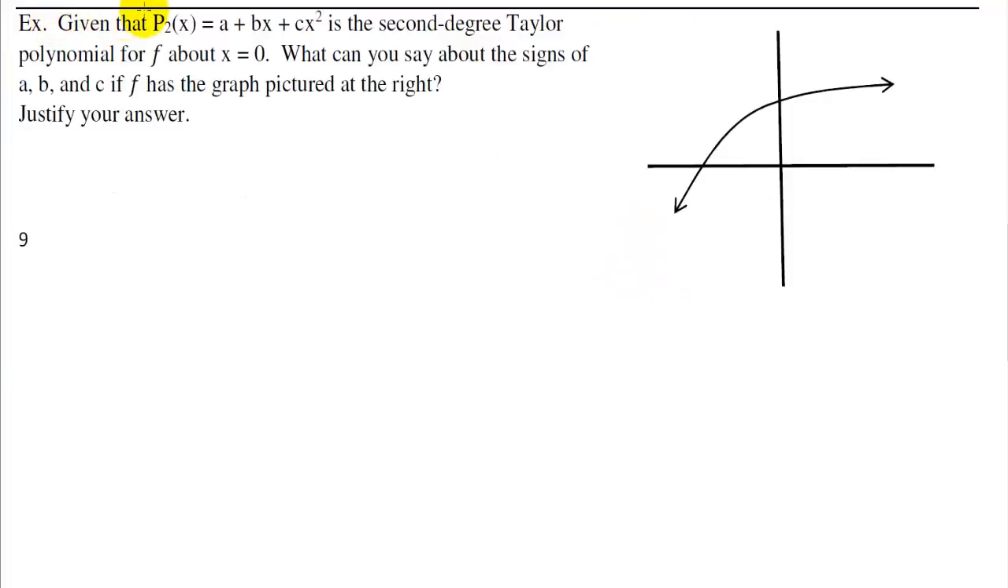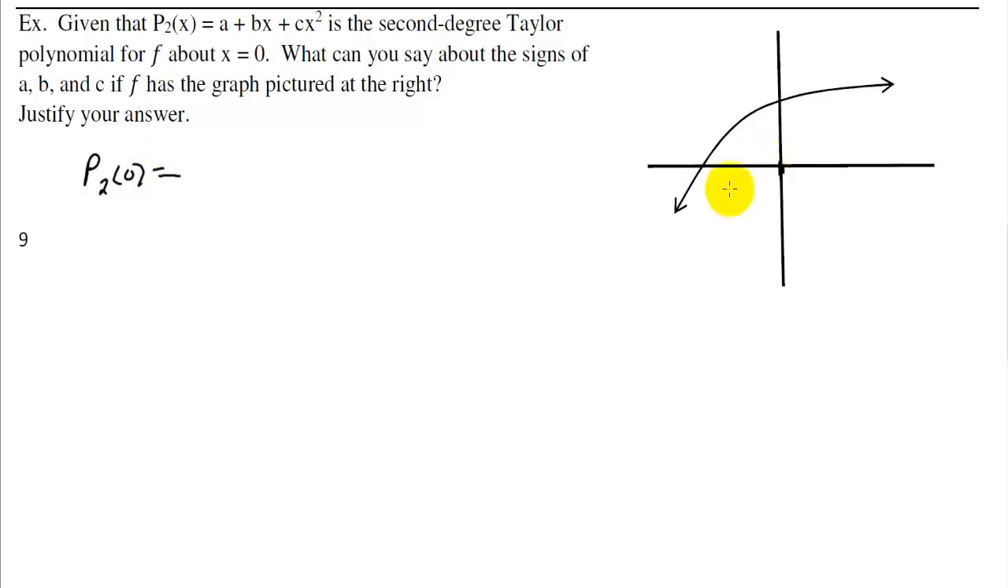Example: given that p sub 2 of x equals a plus bx plus cx squared is the second degree Taylor polynomial for f about x equals 0, what can you say about the signs of a, b, and c if f has the graph pictured at the right? Justify your answers.